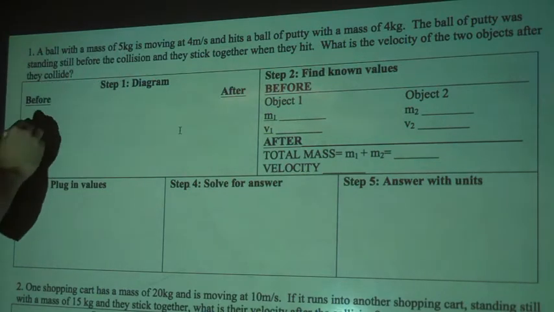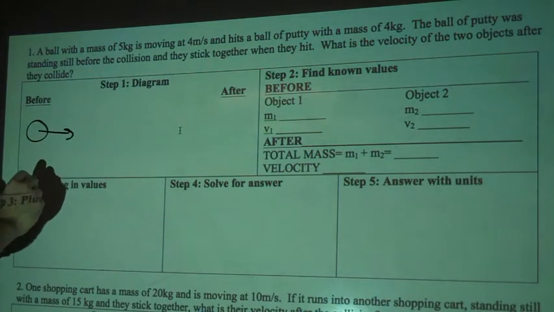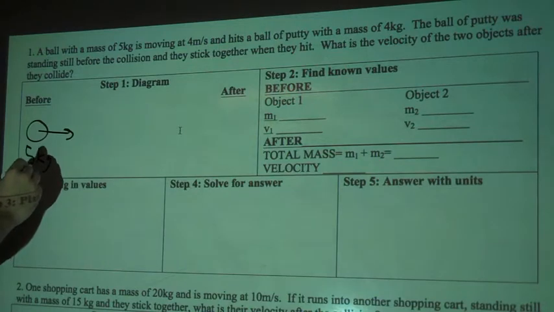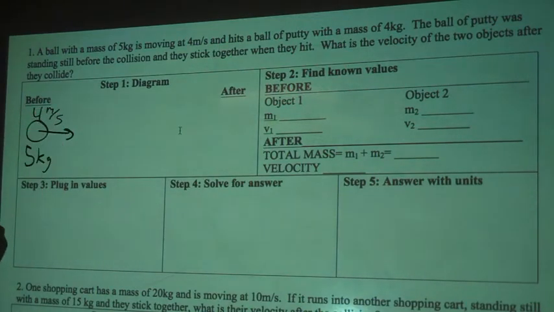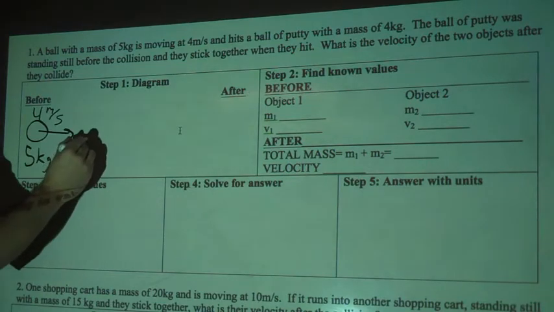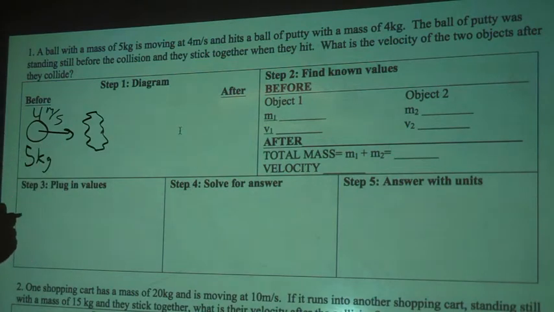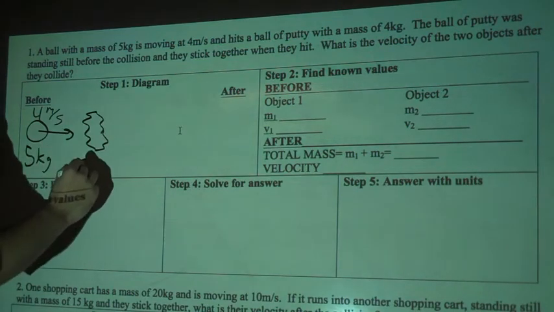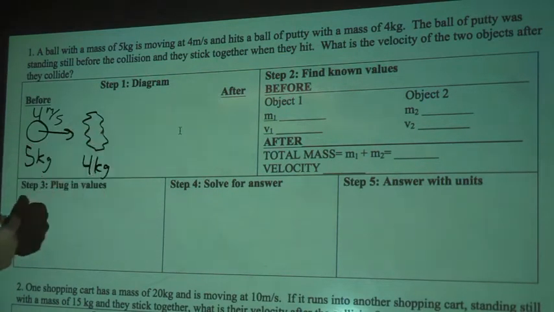So first we have a ball, okay? And it has a mass, we're going to write the mass at the bottom, of 5 kilograms. And it's moving at 4 meters per second. And that is going to hit, we'll just say that's putty. And the putty also has a mass of 4 kilograms. Okay, so this is the before diagram. The ball is moving to hit that.